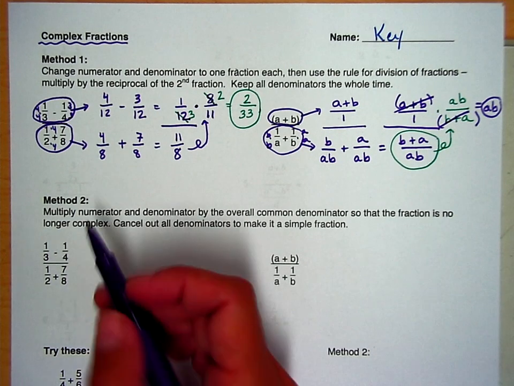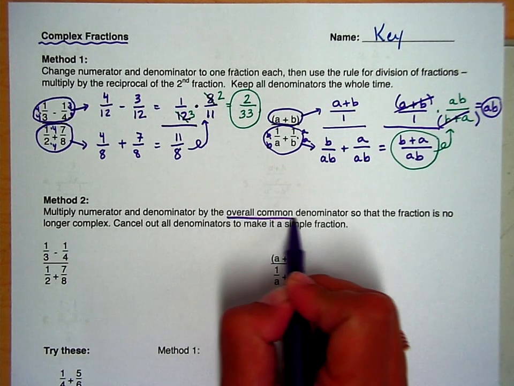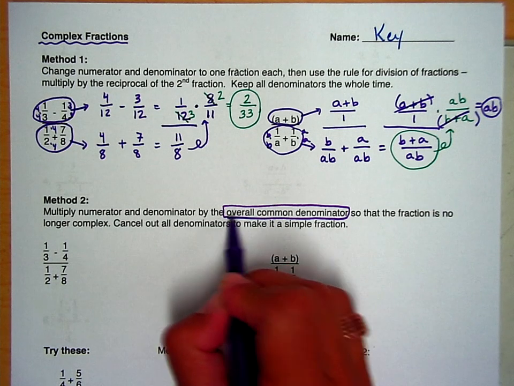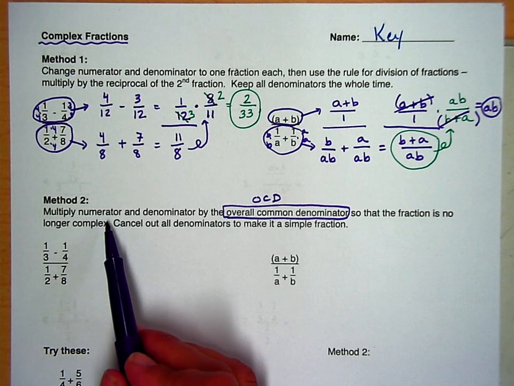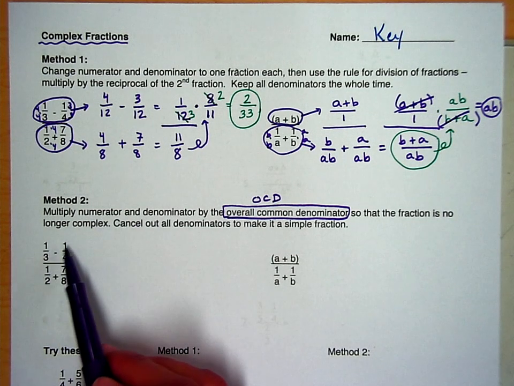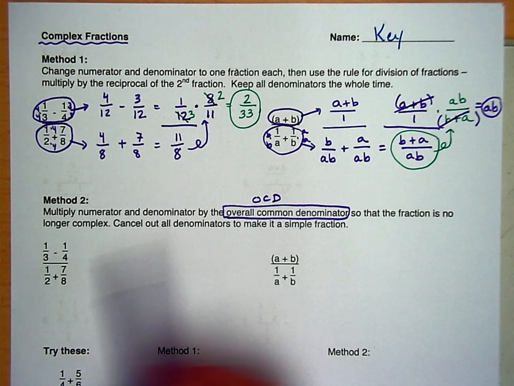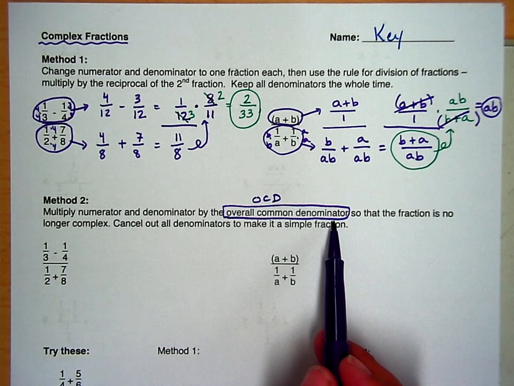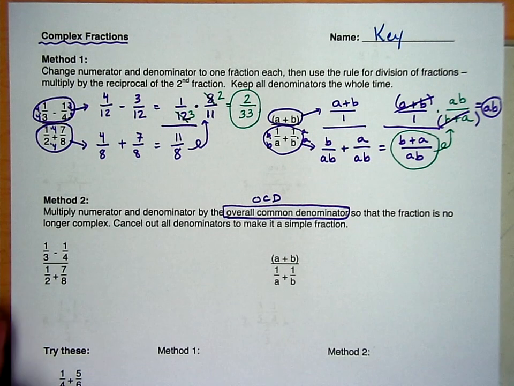The goal here is to look at both numerator and denominator and find an overall common denominator. I call that the OCD, overall common denominator. You're going to multiply everything, numerator, denominator, every single term. In this case, there's 4 terms. I'm going to multiply every single term by that OCD so that the fractions that are within there now all disappear. So watch what happens.